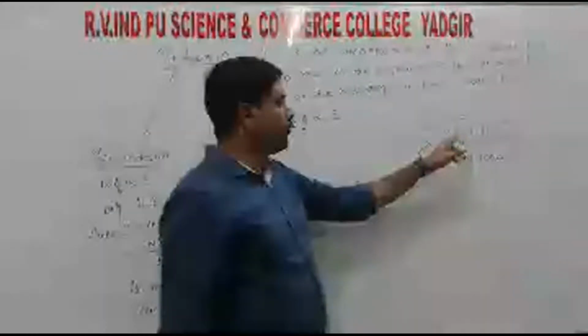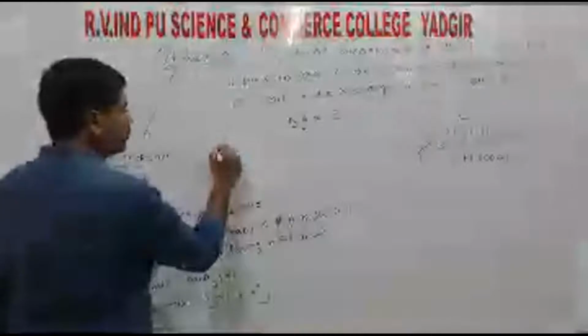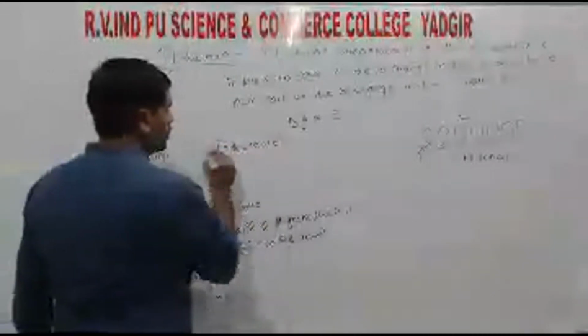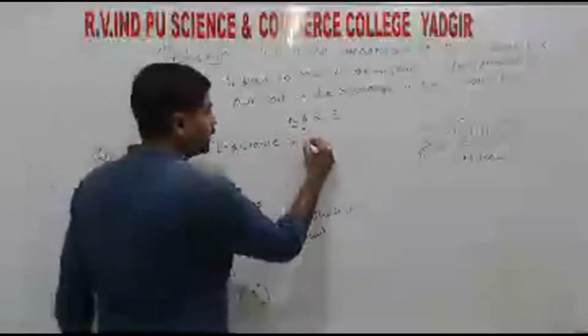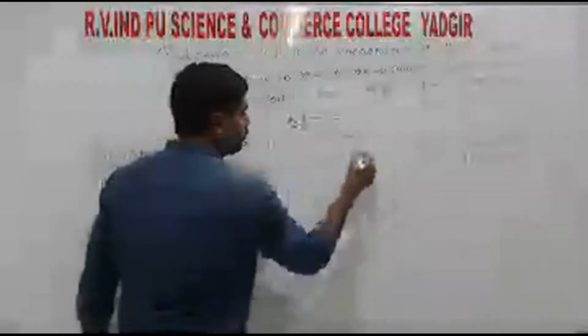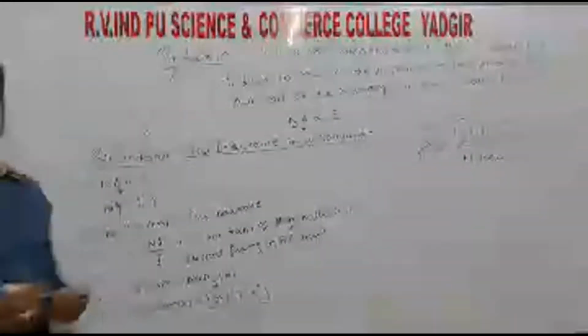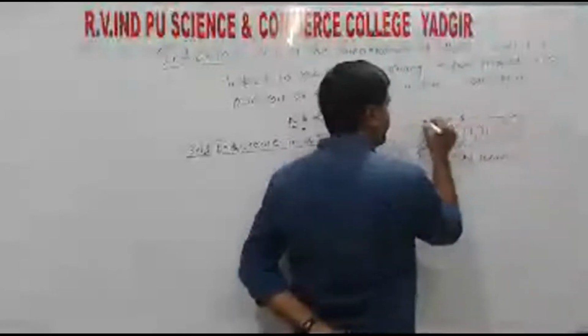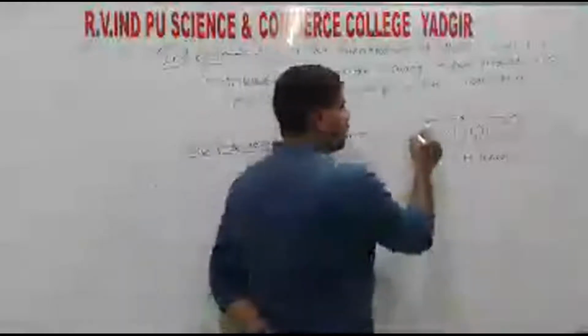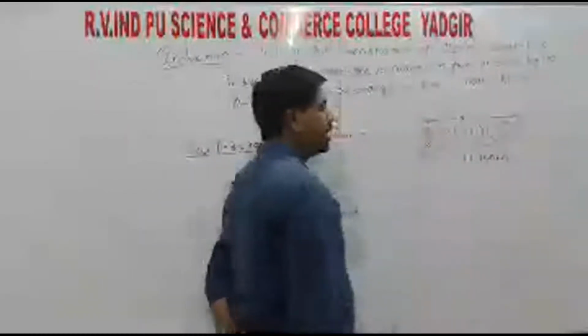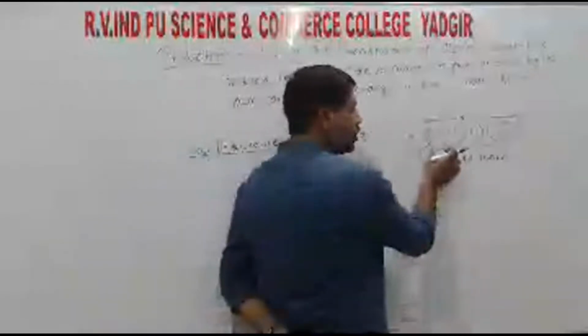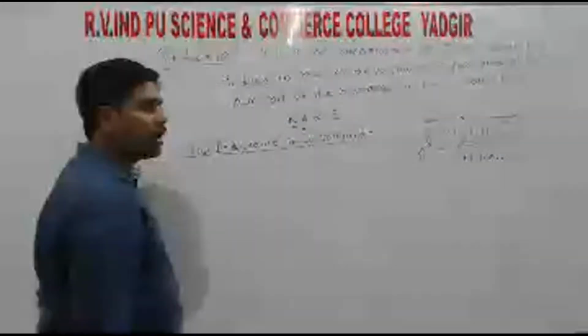If you want to find the value of self-inductance in a solenoid, consider a solenoid of length L and area of cross section A. Here A is the area of cross section and small n is the number of turns per unit length. So here we have taken small n.